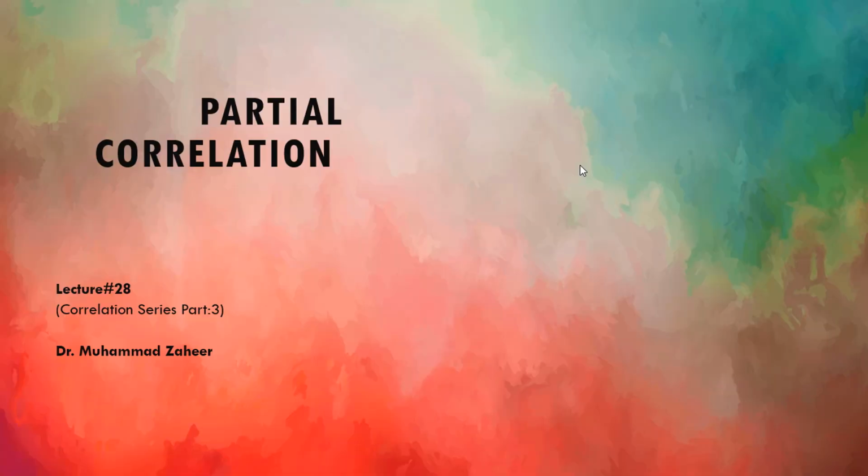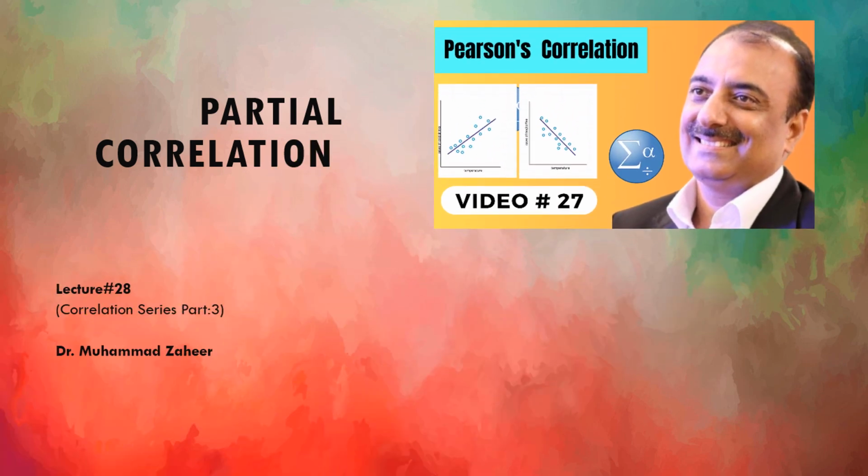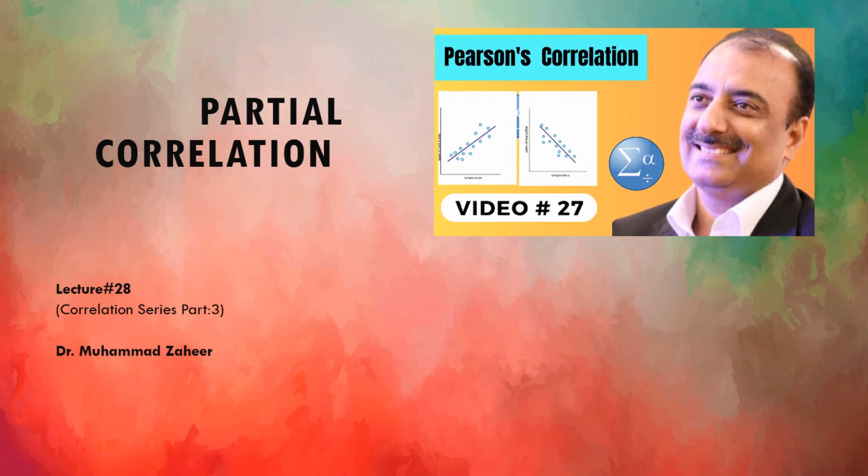Hello students, today is lecture number 28 and this is correlation series part 3. Today we will discuss partial correlation. In lecture number 27 we discussed Pearson's correlation.